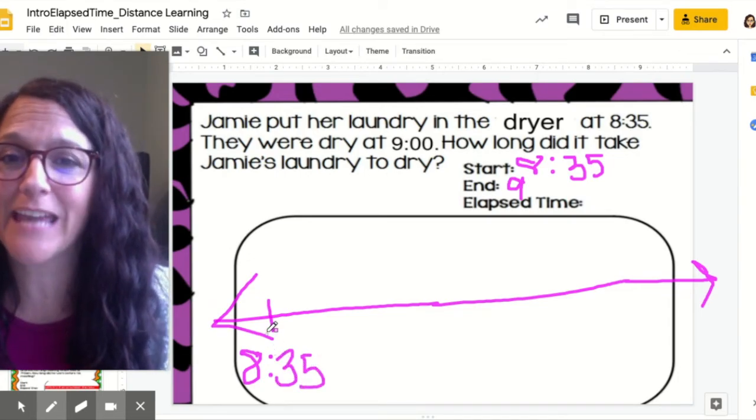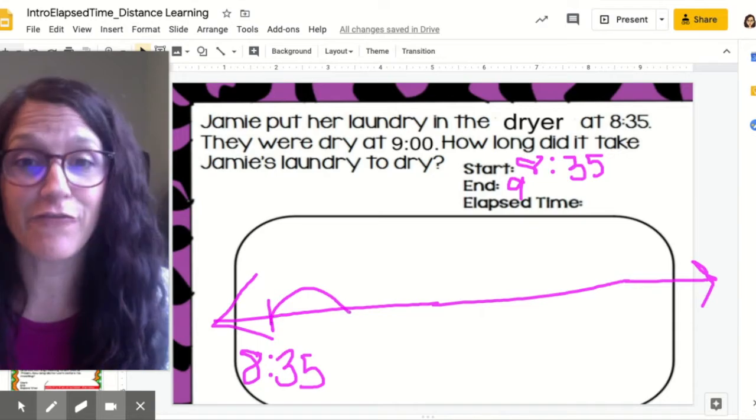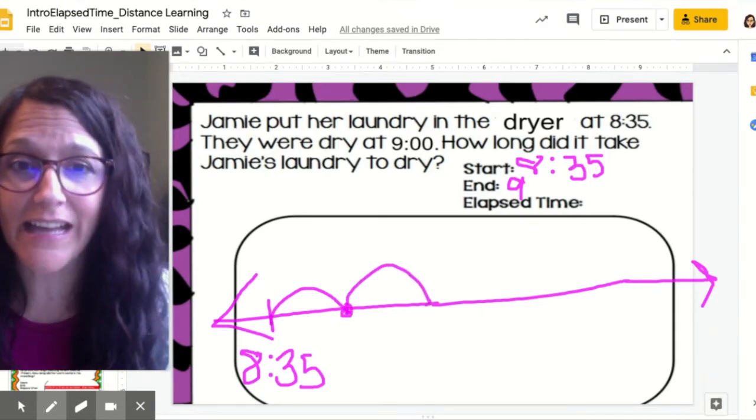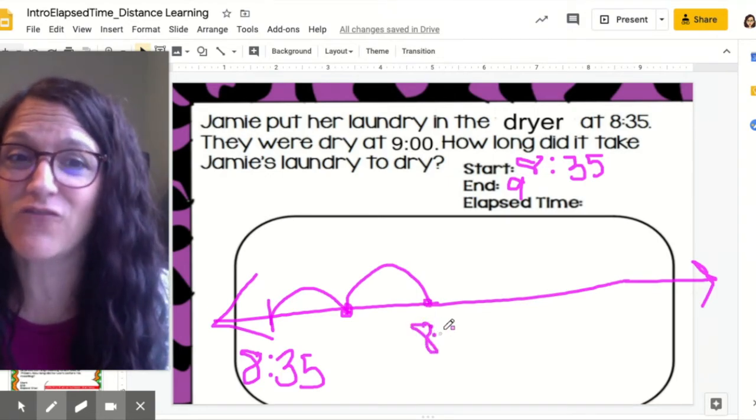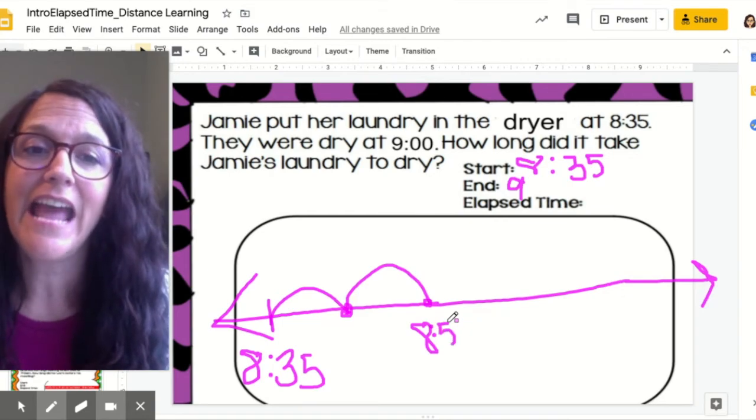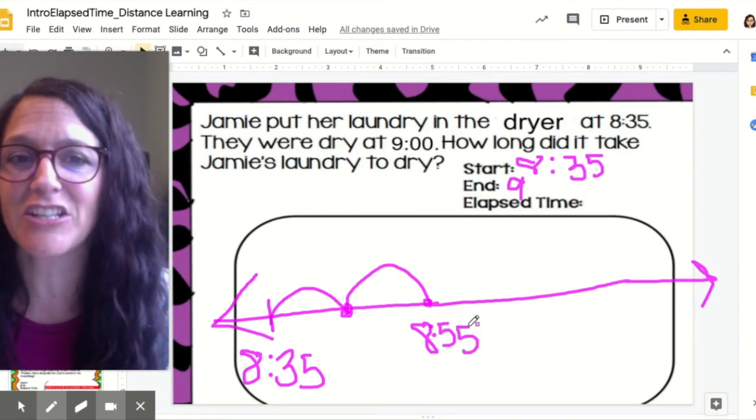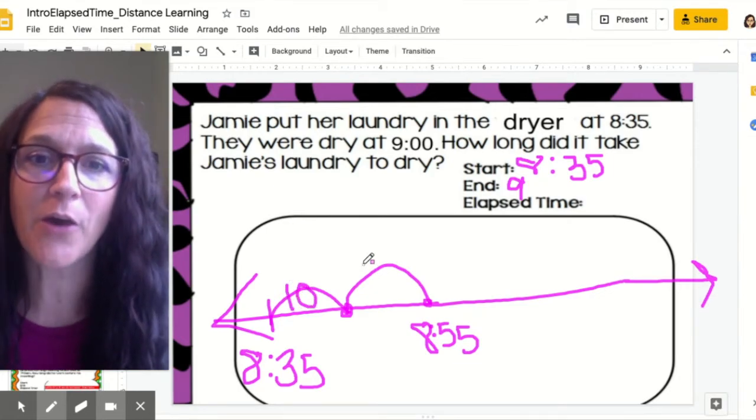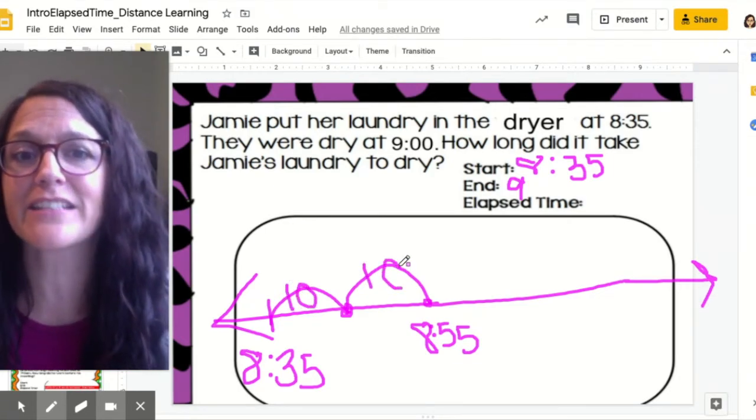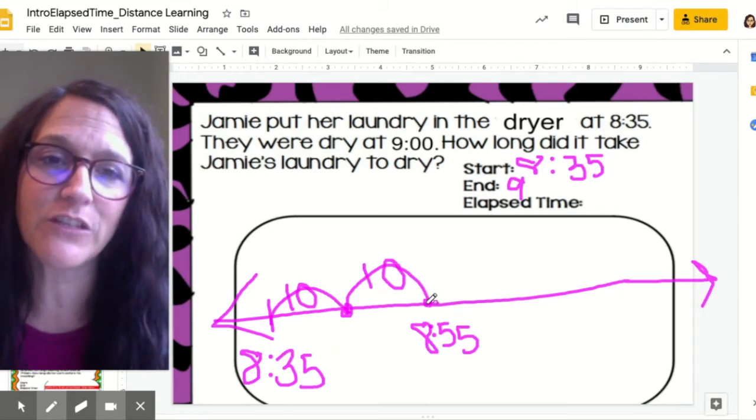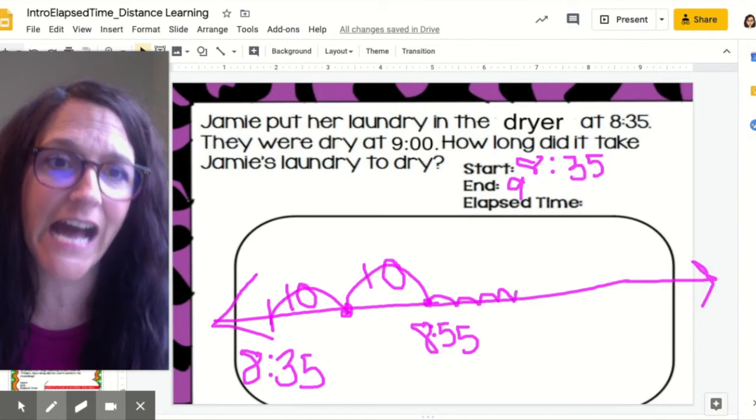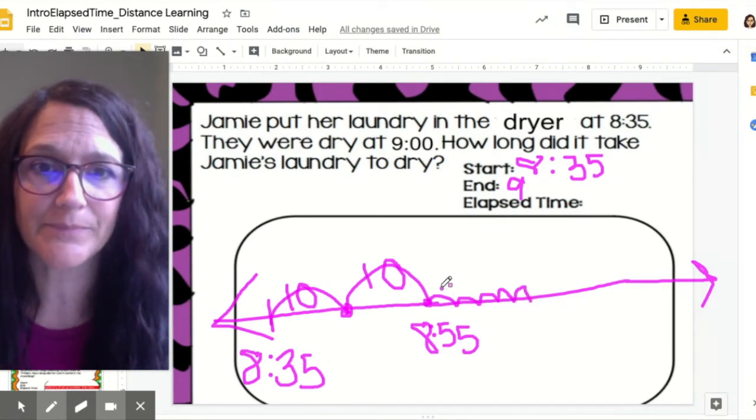I'm going to skip count by 10, 8:45, 8:55. And at that point, I'm going to stop because I know that 8:55 is getting close to 9. And if I skip counted by 10, it'd actually be 9:05, which is too big. So I'm now going to go back to skip counting by ones. 8:55, 56, 57, 58, 59, 9 o'clock.